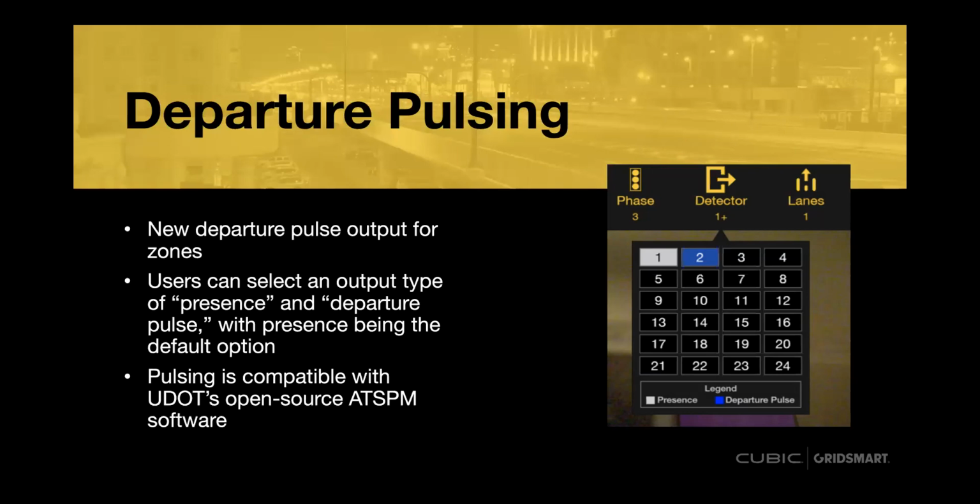This new feature provides support for pulsed outputs. So the output mode will be a pulse of 100 milliseconds in width as the vehicle leaves the detection zone. This is compatible with UDOT's ATSPM software, and is something that you can then access using your higher resolution data from your controllers, because we're pulsing each detection into the controller as an output. You'll see in the UI here, there's a legend that shows which outputs are configured and what output mode they are selected for, with gray being presence and blue being departure pulses.